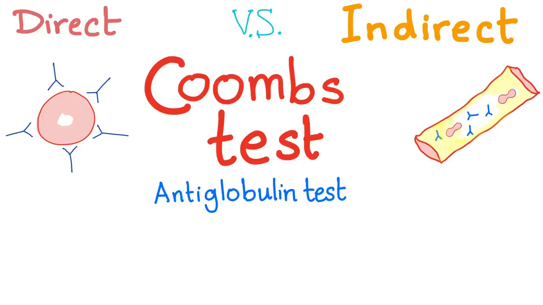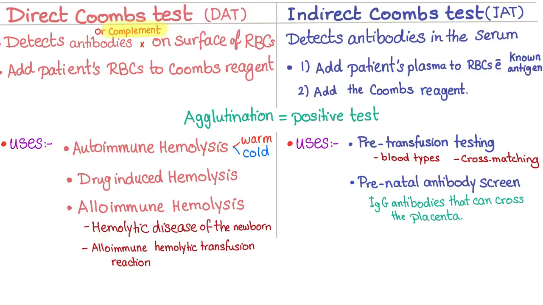Coombs test or antiglobulin test has two different types, the direct Coombs test and the indirect Coombs test. We have talked about them separately in previous videos, but now it's a comparison, direct versus indirect antiglobulin test. So let's get started. If you understand the first sentence, you're done.